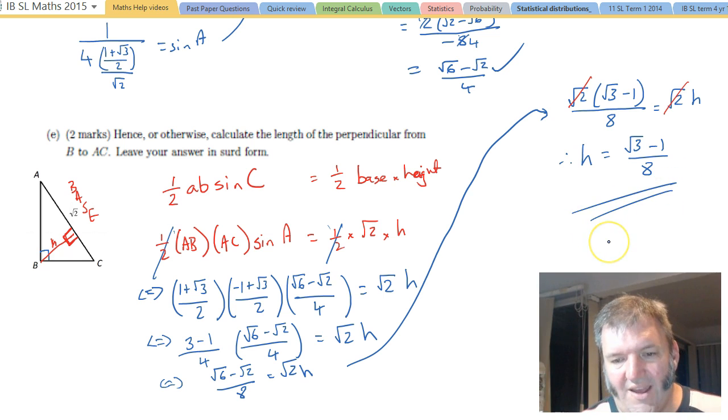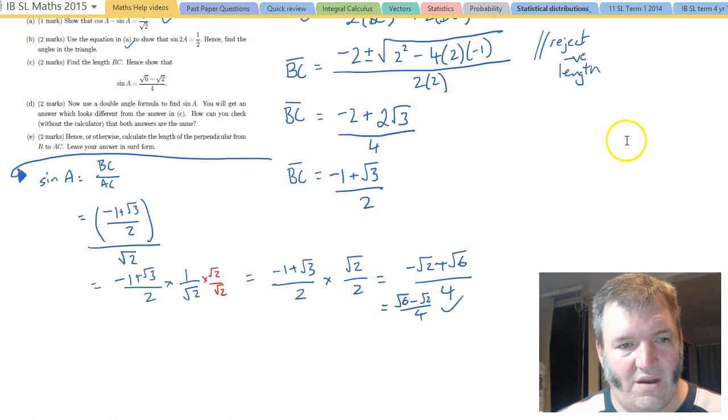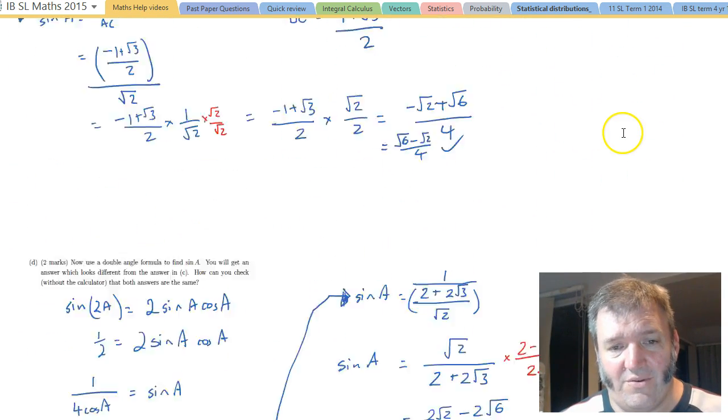All divided by 8. And that was a bit of fun, Pythagoras and trigonometry. Hopefully that all made sense. You know to send me a question if it didn't.